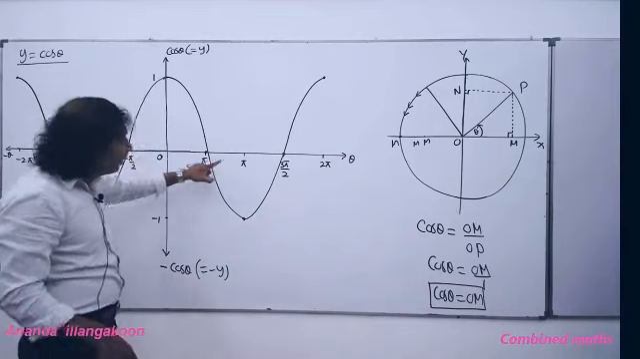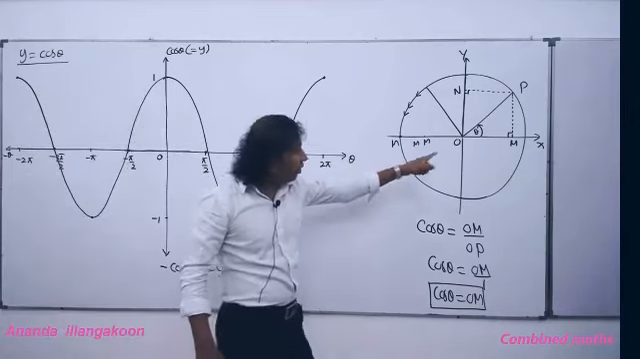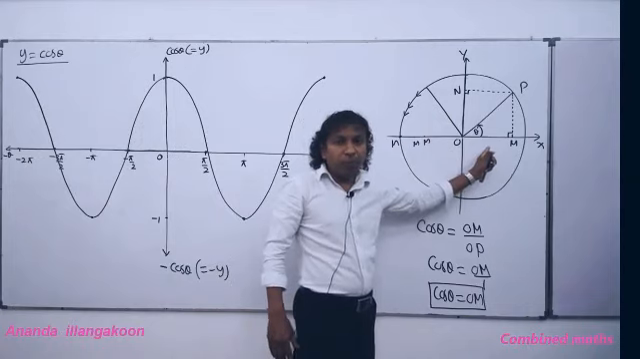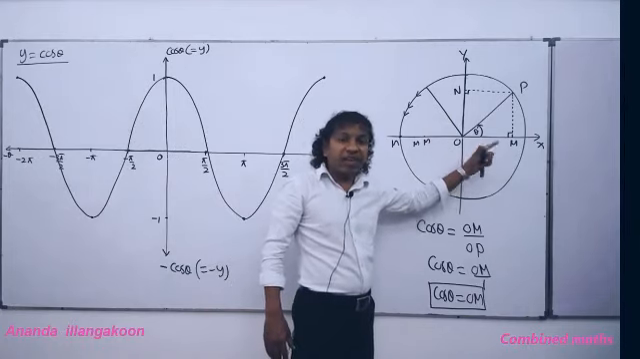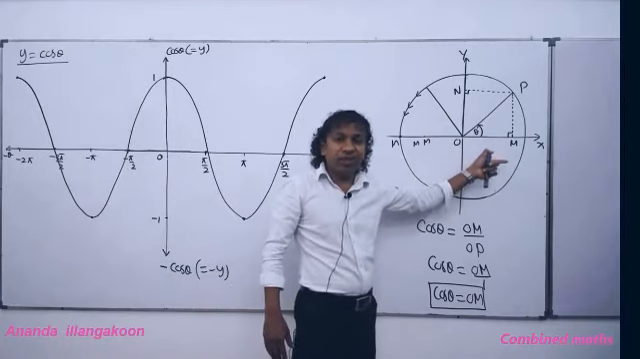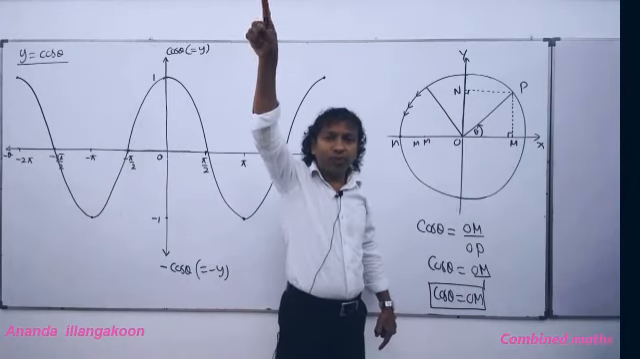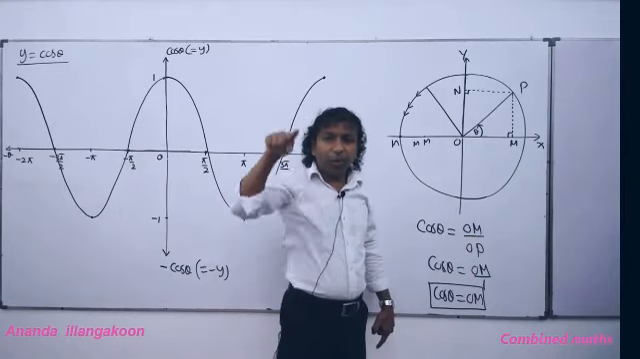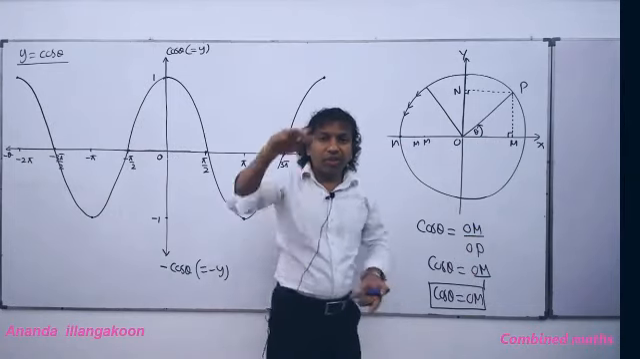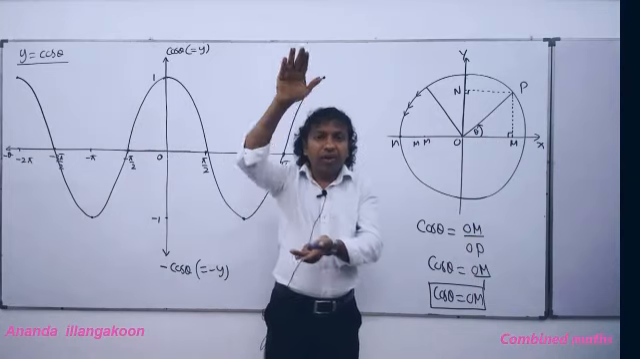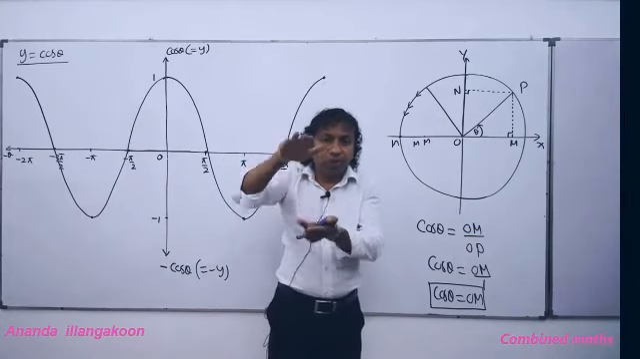And whatever the angle, by increasing the number of rounds OP rotates about O, we can increase the angle theta up to infinity. Even though, the maximum value of cos theta is plus 1 and the minimum value is minus 1, the cos theta graph also fluctuates between plus 1 and minus 1.